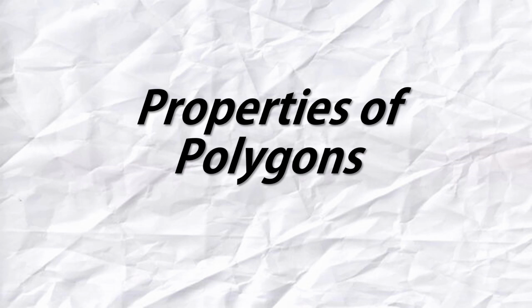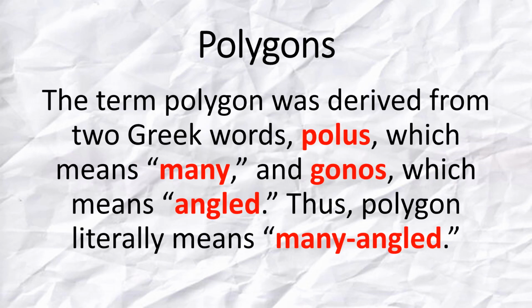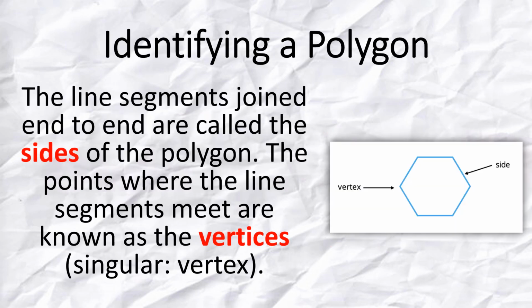So we'll be discussing the properties of polygons. The term polygon was derived from two Greek words, polus, which means many, and gonos, which means angle. Thus, polygon literally means many angles. How do we identify a polygon?